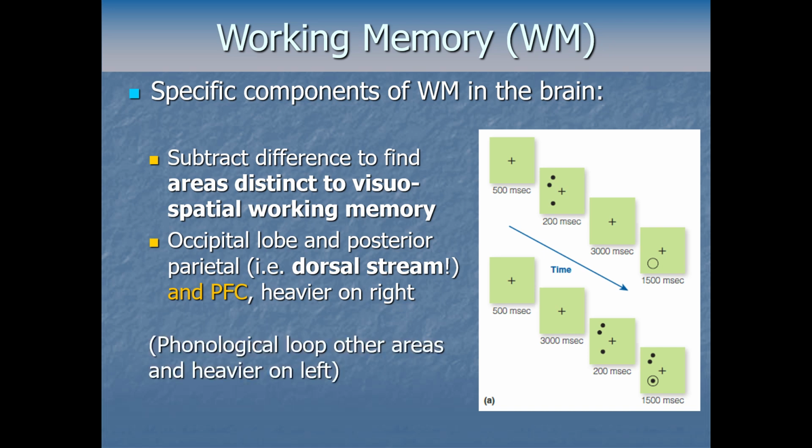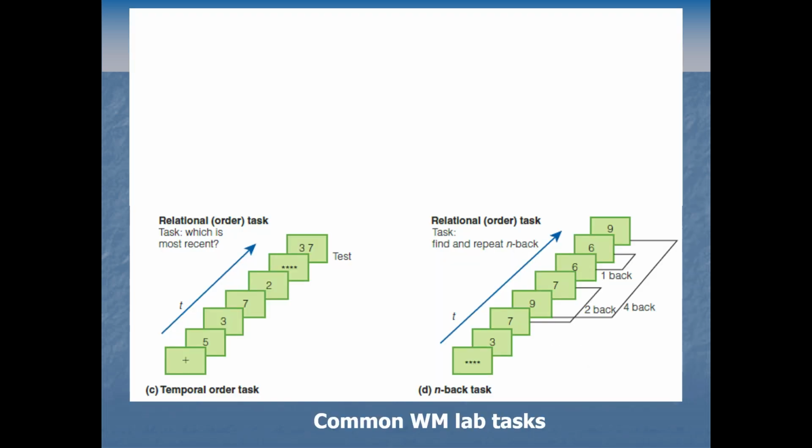Now, in contrast, you might not be surprised to learn that working memory tasks that are more specific to the phonological loop recruit different areas. Instead of the occipital and posterior parietal ones we saw above, they tend to have more temporal lobe activity, and also much heavier activity in the left hemisphere, specific to this phonological loop, the verbal and auditory part of working memory, which makes sense because we know the left hemisphere is more heavily recruited during language tasks in general and auditory processing in general.